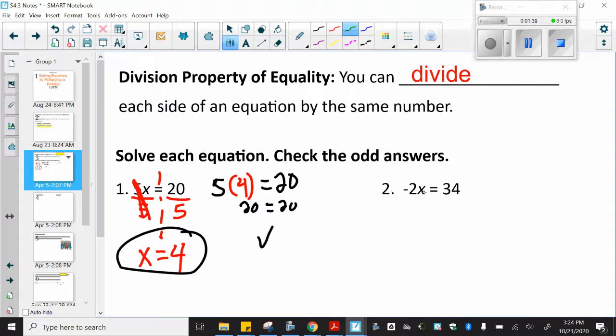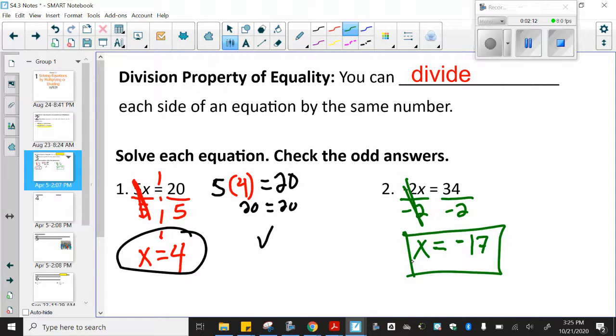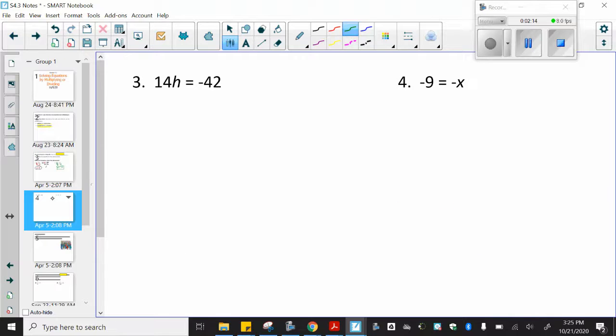Here we have negative 2 times x equals 34, so I'm going to divide by negative 2. You want both the sign and the number, negative 2. Those cancel, leaving just x. 34 divided by negative 2, a positive divided by a negative is a negative. 34 divided by 2 would be 17, so we have negative 17. All right. Next one.